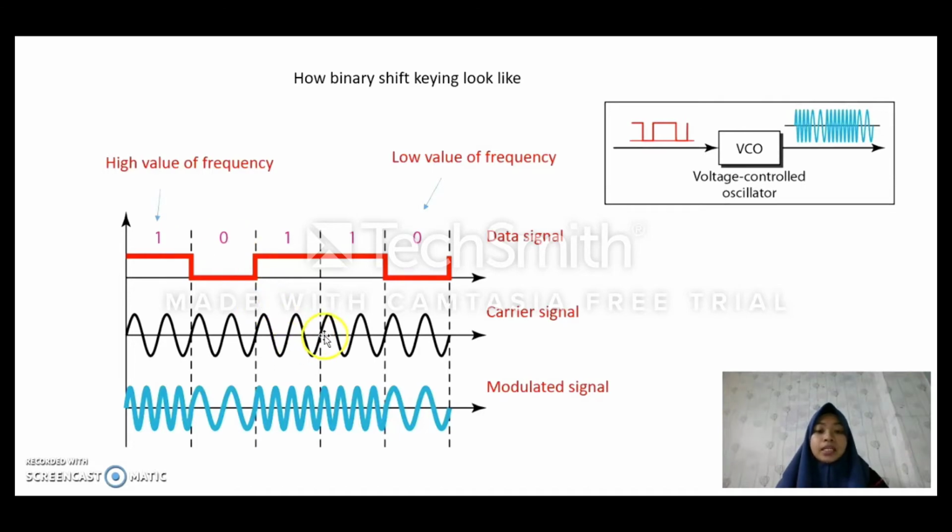The carrier signal shows what the lower value of frequency looks like. The blue form represents the actual signal. This is the high value of frequency. This is the lower value of frequency.